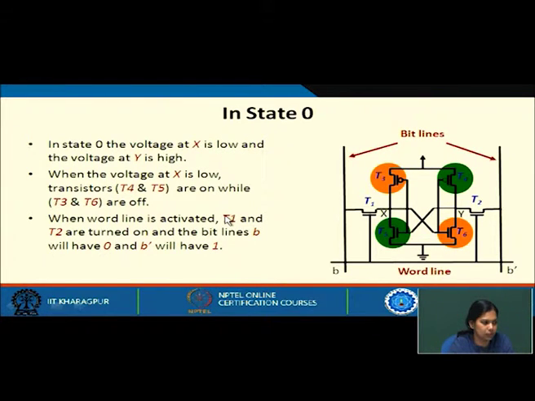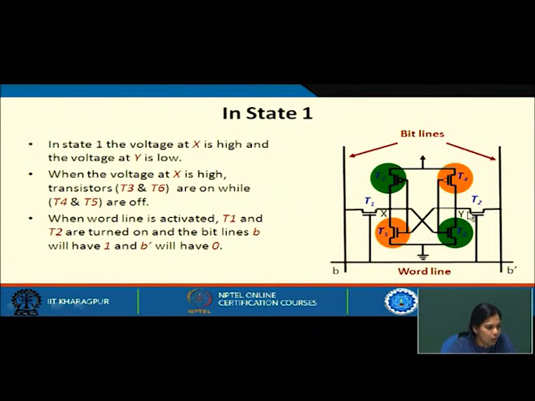Now, let us move on. What happens in state 1? State 1 means x will now be high and y will be 0. That means the bit line B should have 1 and B bar will be 0. As x is at 1, x is going here and here. So, this will be off, but this will be conducting.